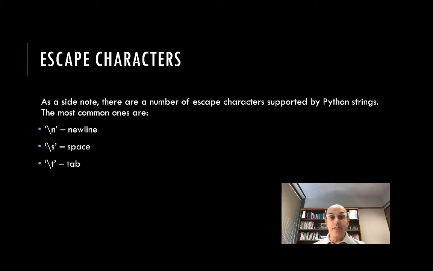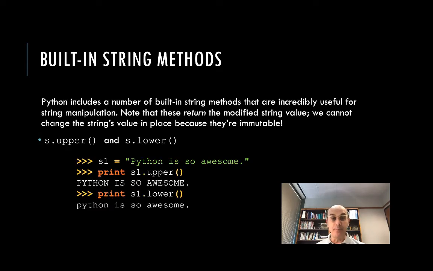One of the things that we need to talk about is the escape characters supported by Python strings. The most common ones are new line, space, or tab, which are really important. When you are going to create a string with a lot of characters, for example, not one sentence but a whole chapter, you will need to start organizing it. By using escape characters, you can create a new line, a space, or a tab.